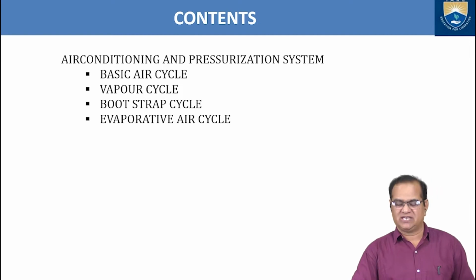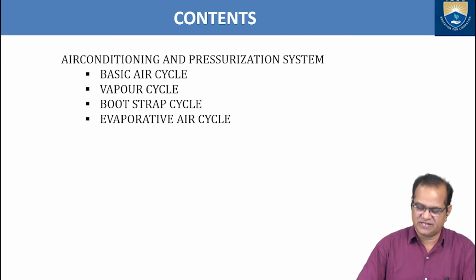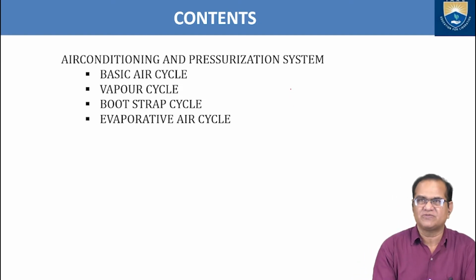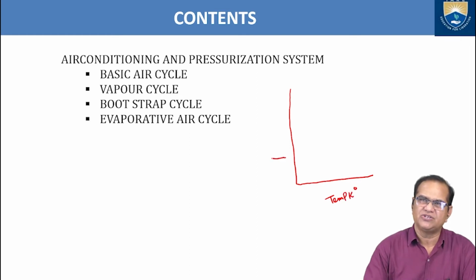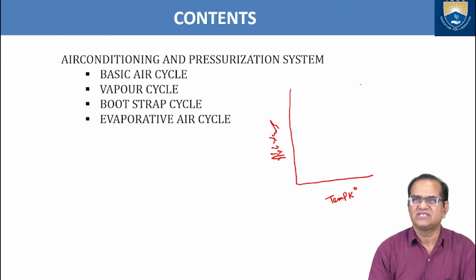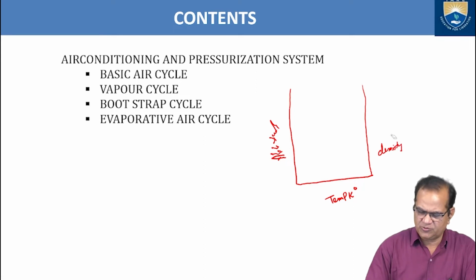But we know that the atmosphere is not like that. Let me draw one diagram of the atmosphere and how it varies with height. This is the temperature in Kelvin, and this is the altitude. Here I will put density, or I can put the pressure.